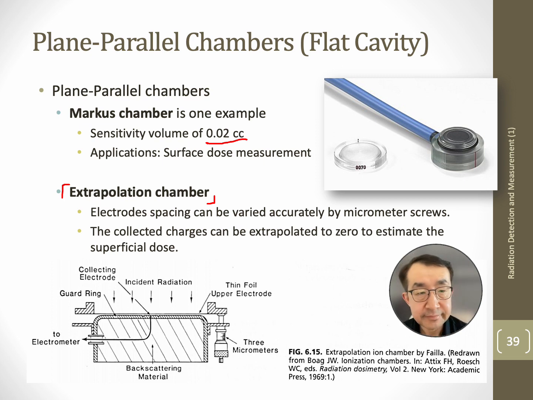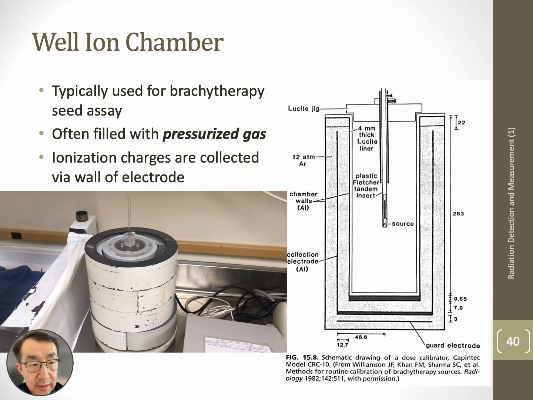Okay. All right. And lastly, the well ion chamber. The well ion chamber is ideally suited for brachytherapy seeds, such as the iodine-125 seed that we use for the eye plaque, and also the iridium-192 source that we use for HDR. It's not a seed, but an HDR source. The source output can be measured using this well ion chamber.